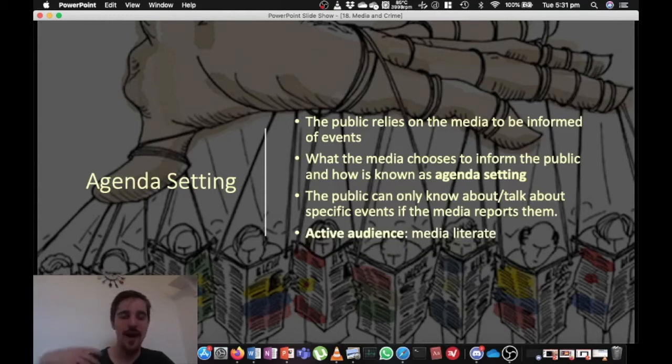You can get your active audience members, and these are people who are media literate. So they're able to decode the media messages, and they don't just take reporting at face value. They know that there is a bias in the media, and they know that there is an agenda going on. And these are people who are a lot more aware of what is going on. What is the media trying to push here?